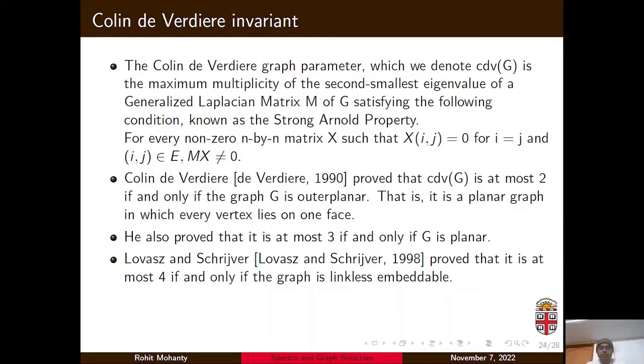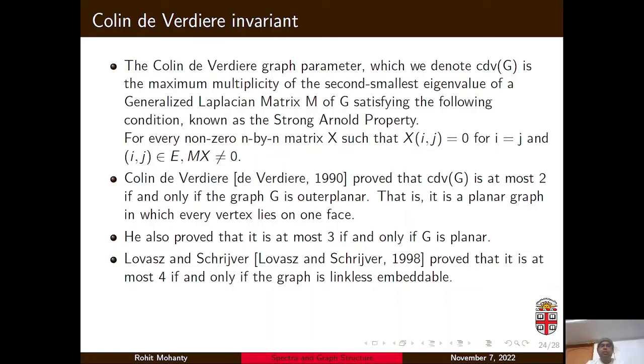Now Colin de Verdière proved that CDV(G) is at most 2 if and only if the graph G is outerplanar. Outerplanar means that it is a planar graph in which every vertex lies on one face. He also proved that it is at most 3 if and only if G is planar. Also, Lovász and Schrijver proved that it is at most 4 if and only if the graph is linklessly embeddable.